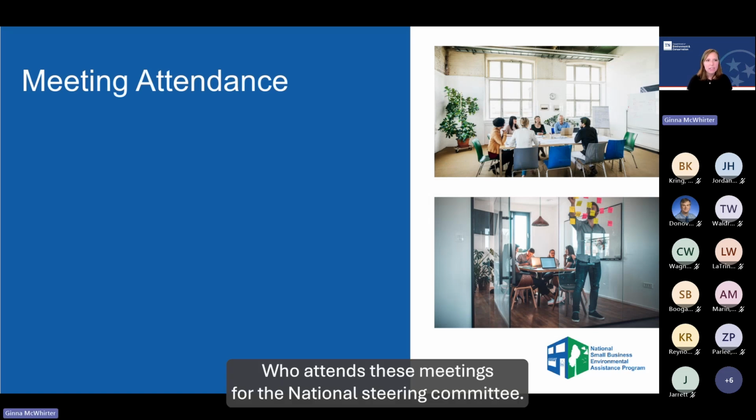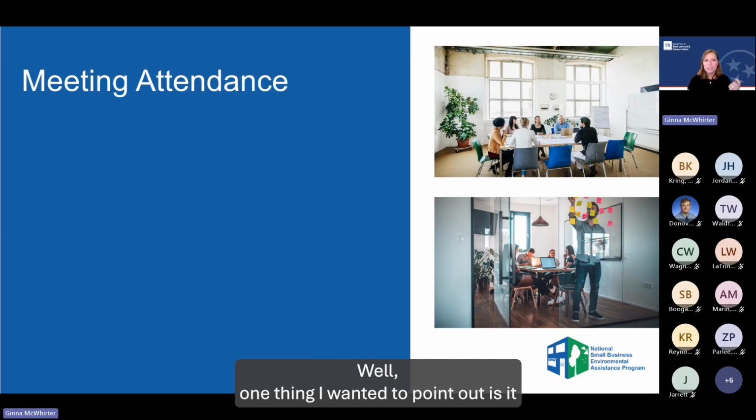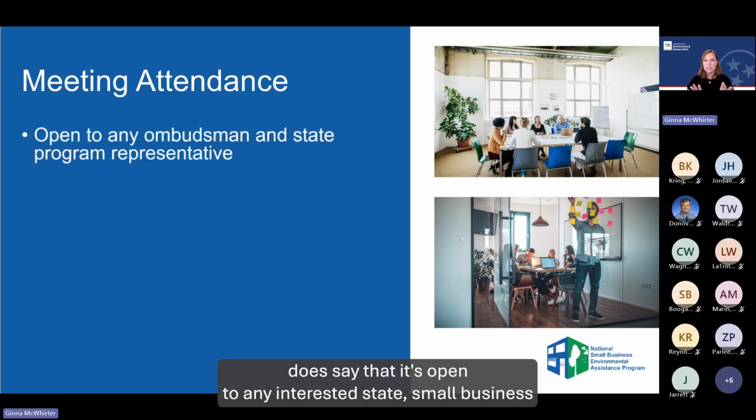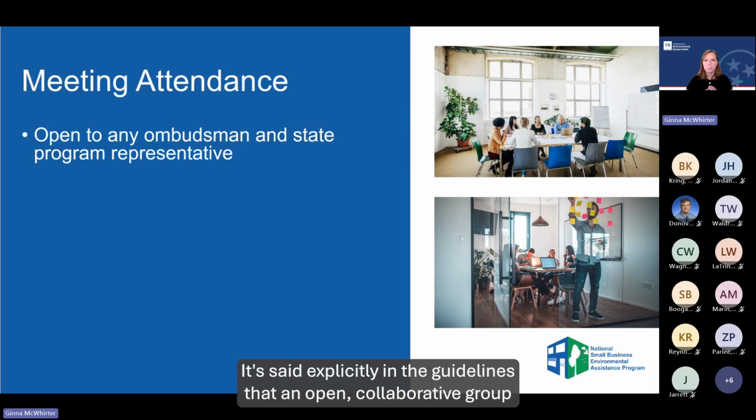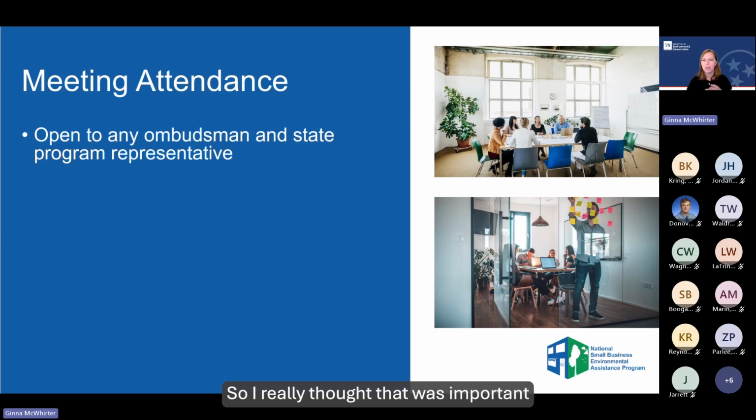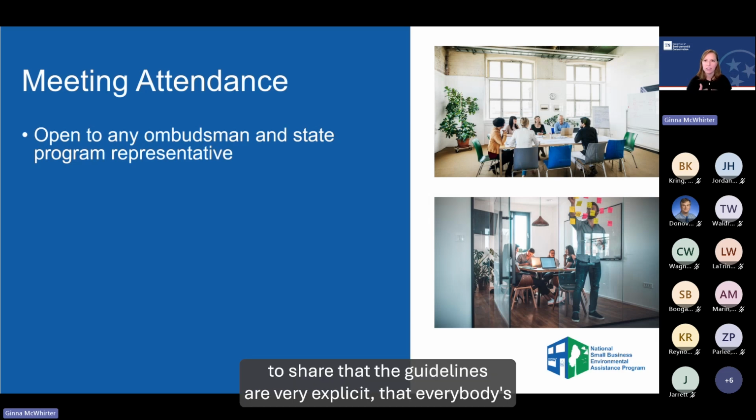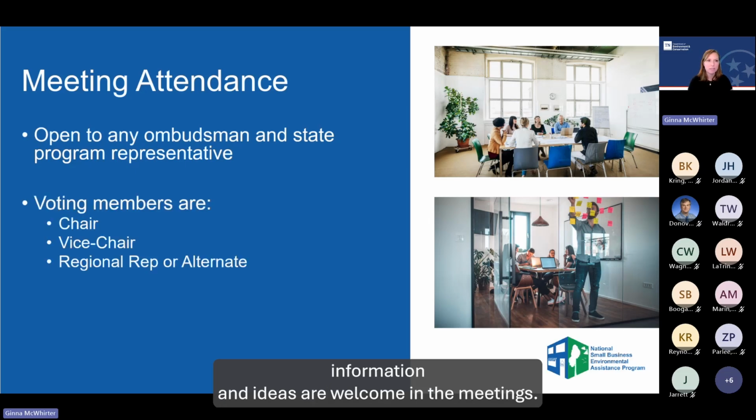Who attends these meetings for the National Steering Committee? Well, one thing I wanted to point out is that it says it's open to any interested state small business ombudsman and/or representative of state technical assistance programs. It says explicitly in the guidelines that an open collaborative group that fosters the sharing of ideas and keeps communications open is one that functions best to advance the collective good. So I really thought it was important to share that the guidelines are very explicit that everybody's information and ideas are welcome in the meetings.